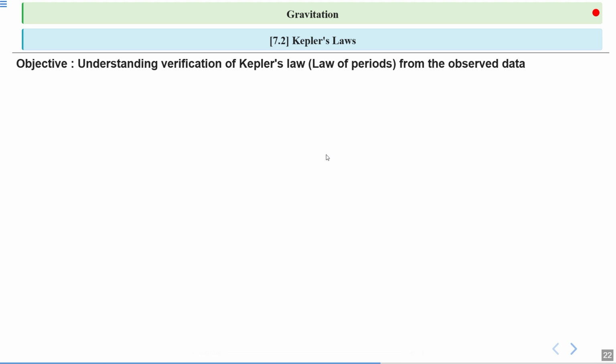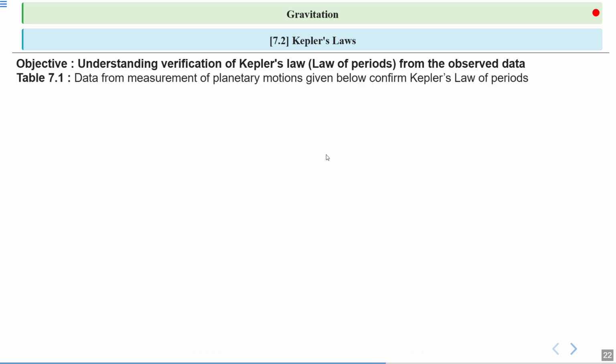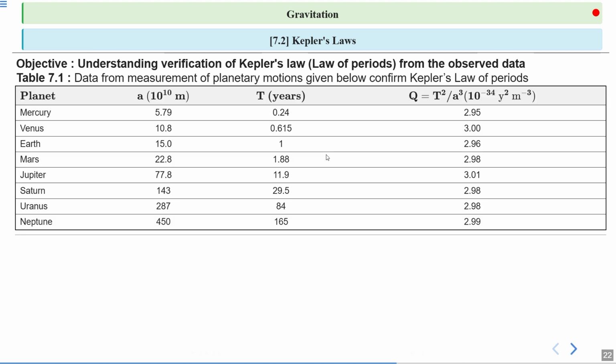Understanding verification of Kepler's law from observed data. Here we have Table 7.1, which represents the data from measurements of planetary motions. The table lists the planets, their semi-major axis a in units of 10 raised to the power 10 meters, their orbital period T in years, and the calculated value Q equal to T square by a cube in 10 raised to the power minus 34 year square per meter cube.